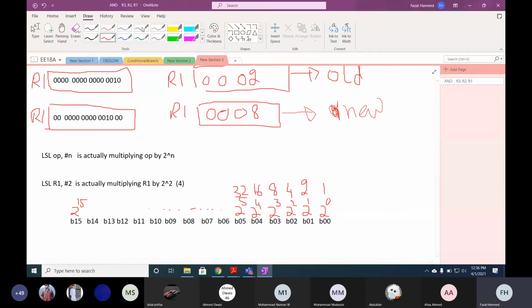So if you shift by 1, the weight is increased from 1 to 2. Am I right? And if you shift by 2, the weight is increased from 1 to 4. Am I right or not?